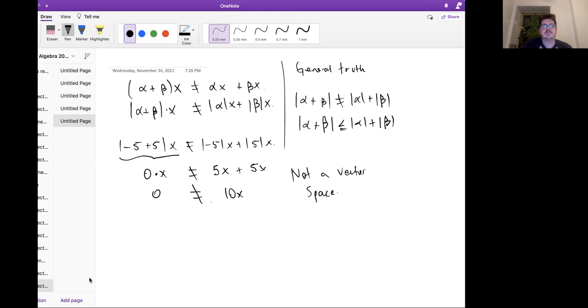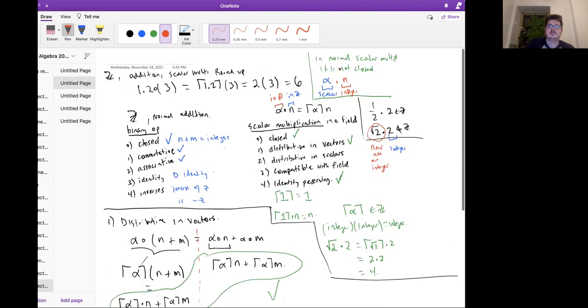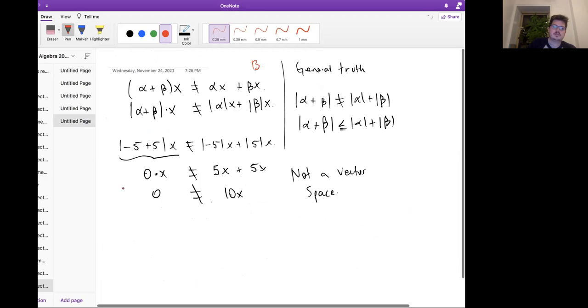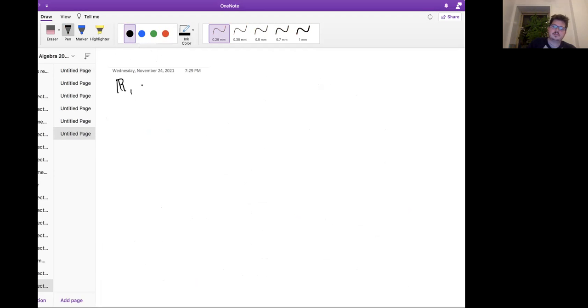Questions on that one? This is just B, right? All right, let's do the next one. So the field is the real numbers with the usual scalar multiplication. But here the addition is different: the sum of two numbers is just the smaller of the two. So x plus y is the smaller of the two, and normal scalar multiplication.